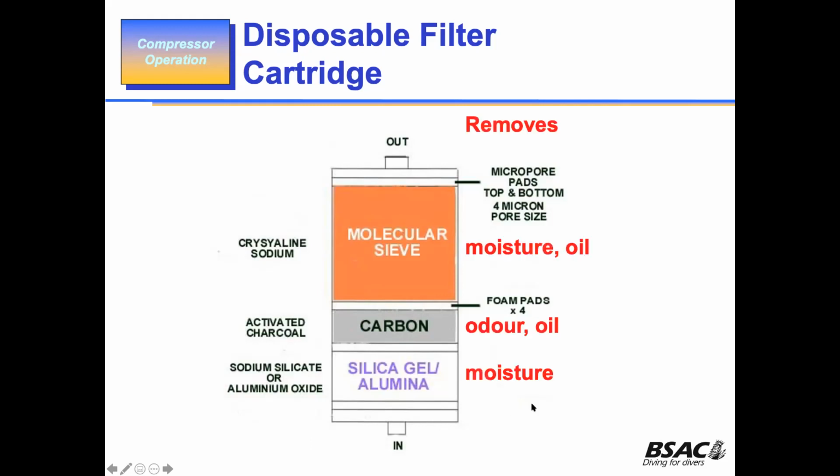So what does each one do? Silica gel, as we said, takes out the moisture. Alumina does exactly the same. The odor and oil is taken out predominantly by the carbon filters, the activated charcoal. The molecular sieve, again, does moisture and oil, and some particulate matter. Only stuff smaller than 4 microns will get through that pore section of the filter, and that's what they remove.